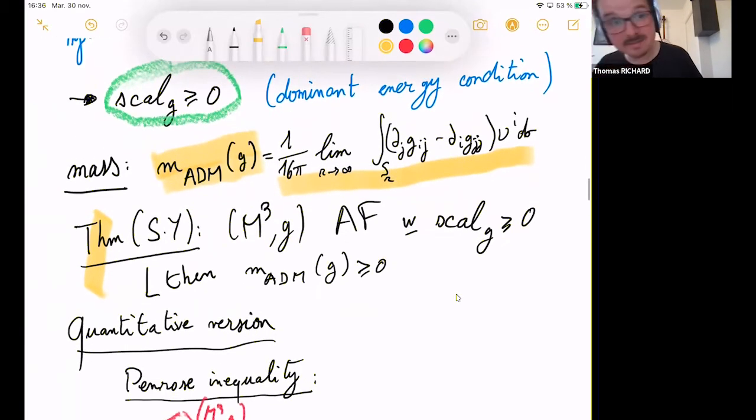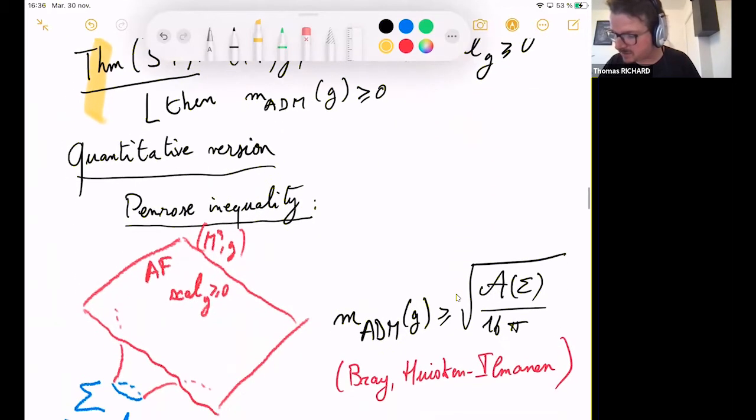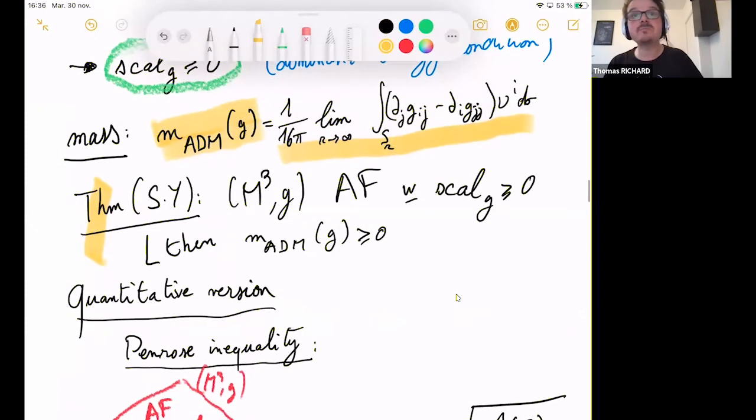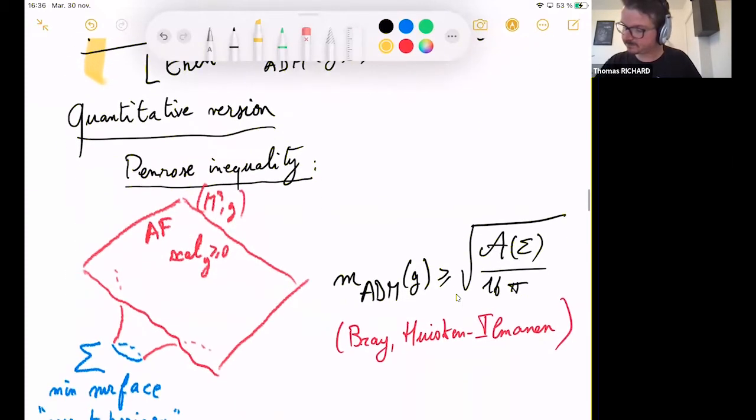And then 20 years later, there has been a quantitative version of that, which will give us an insight on some other stuff, which is called the Penrose inequality. And so what is this Penrose inequality? It gives you not only that the mass is positive, but a quantitative lower bound on this mass, depending on the geometry of your manifold. So what is that?